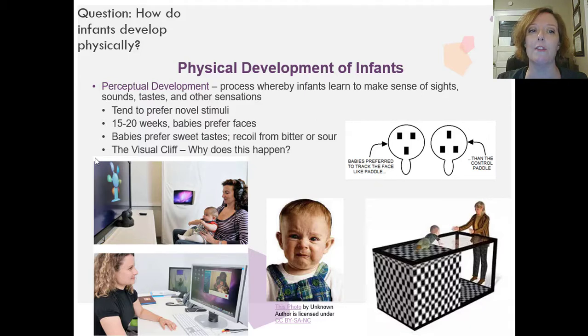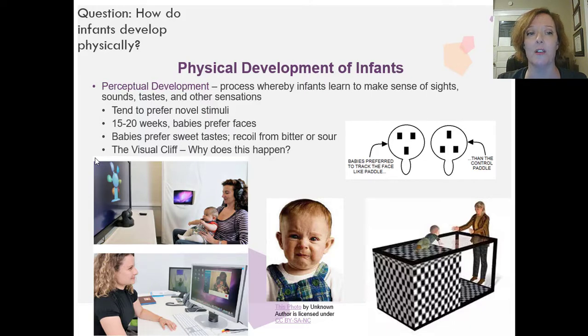And somewhere between 15 and 20 weeks, babies prefer faces. They're drawn to something that looks like a face. So you have a picture here on your screen of some paddles where researchers will make the paddle look more or less like a face. The paddle that looks more like a face with the two squares on top to resemble eyes and the one square on the bottom to resemble a mouth tend to attract the gaze of babies for much, much longer. It is a statistical significance. So we know that they're more interested in items, even if they're not faces. If they resemble faces, babies look at them longer.